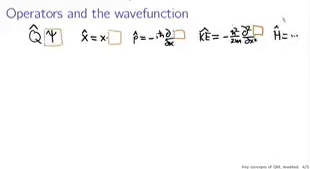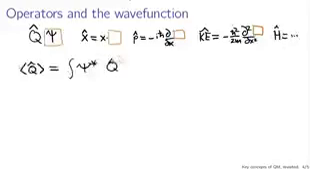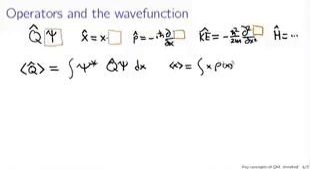Now, expectation values of operators like this are calculated as integrals. The expectation value of Q, for instance, is the integral of psi star times Q acting on psi over all space. This bears a striking resemblance to our expression for the expectation of the position, which was the integral of just x times rho of x, where rho of x is now given by the absolute magnitude of psi squared, which is psi star times psi.